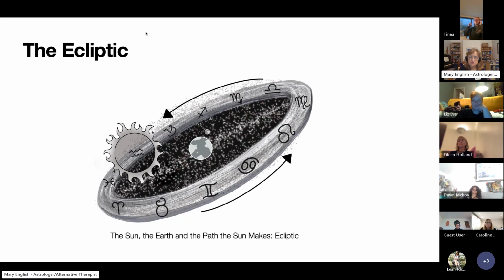That's a lovely illustration by one of my students who is now a professional astrologer. You've got the sun, the earth, the path the sun makes, the ecliptic. She's written the signs of the zodiac in there with a little symbol in the centre. That's the earth. You've got a little thing there with the moon, and then you've got the sun going around our heads.